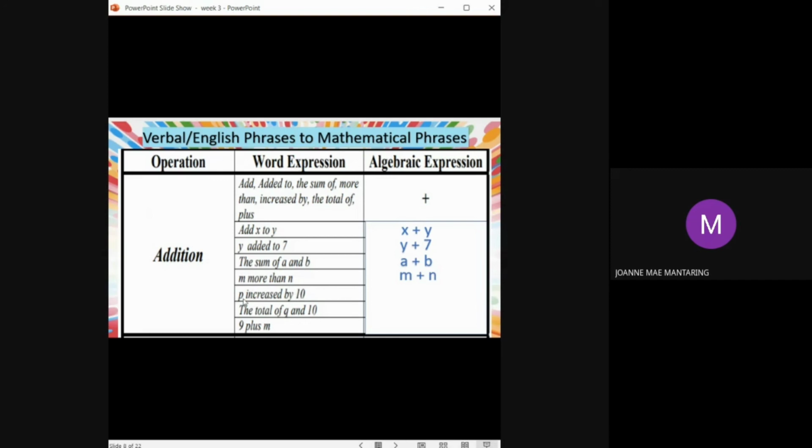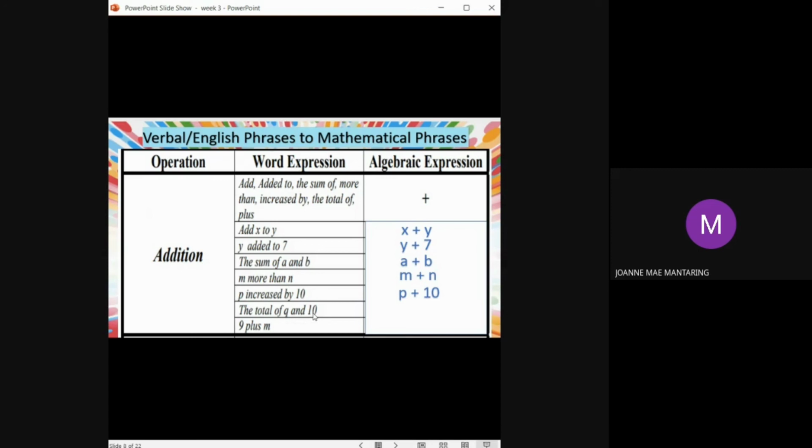Another one, P increase by 10. So, what are the quantities we have? P and 10. And then the keyword is increased by, which is associated with addition. Therefore, the answer will be P plus 10. That's it. How about this one? The total of Q and 10.